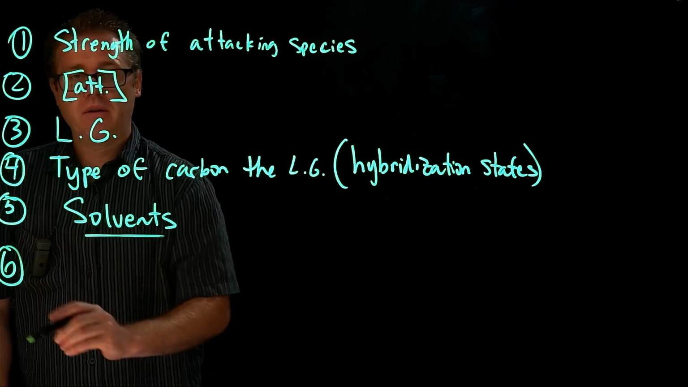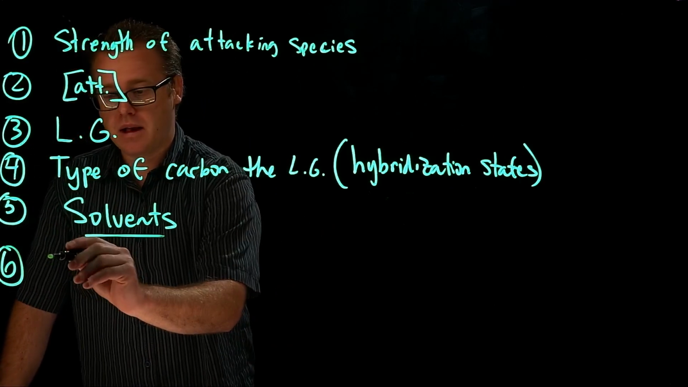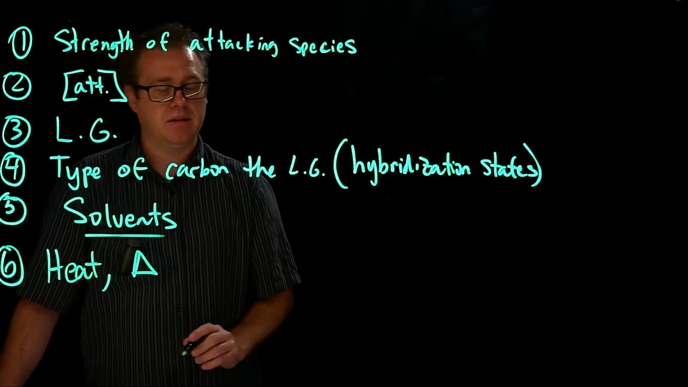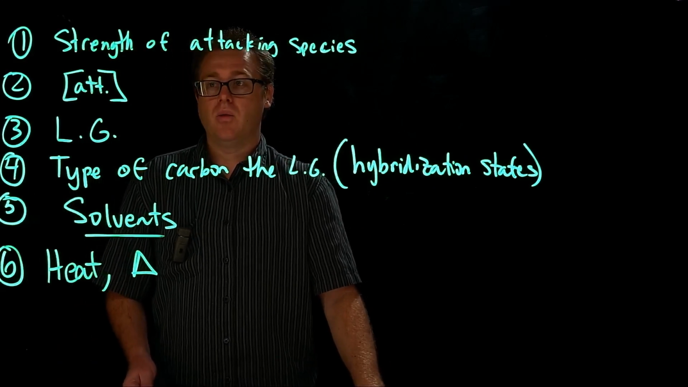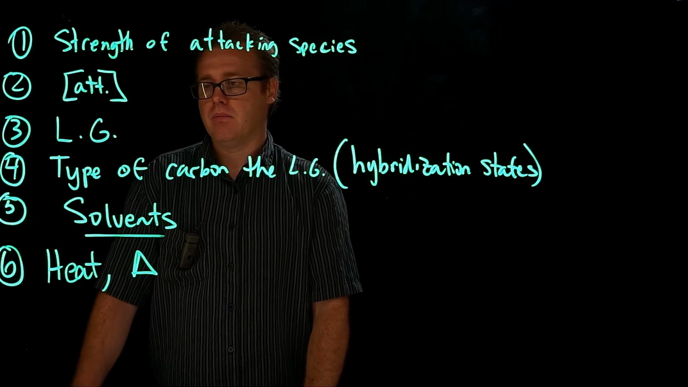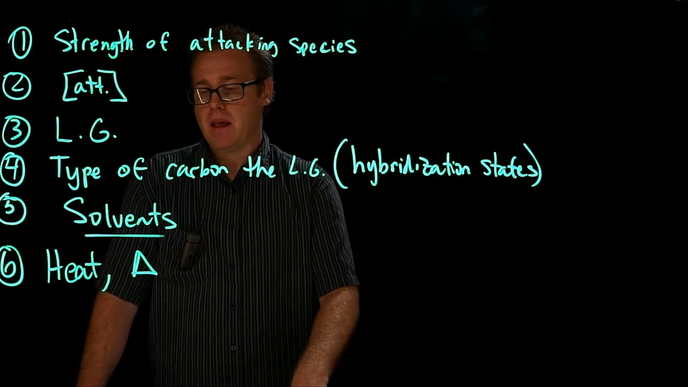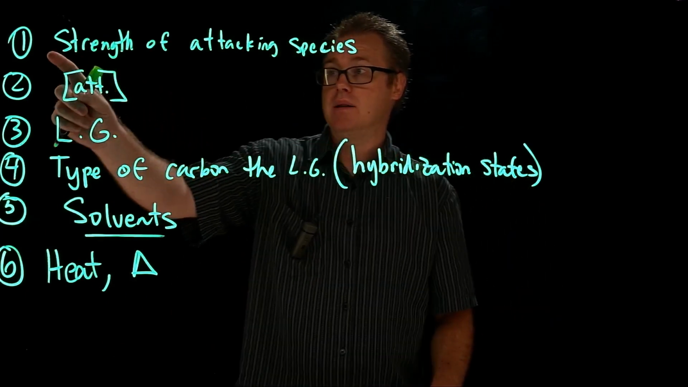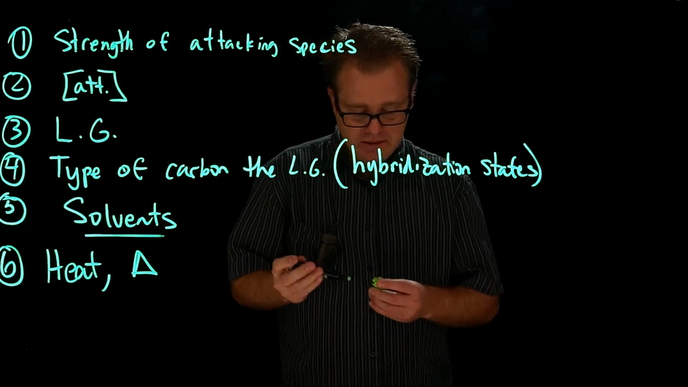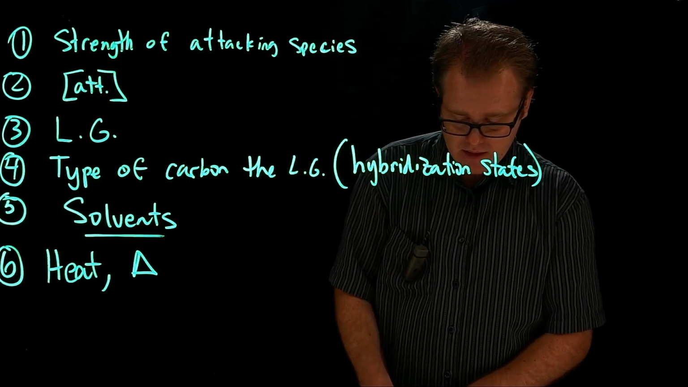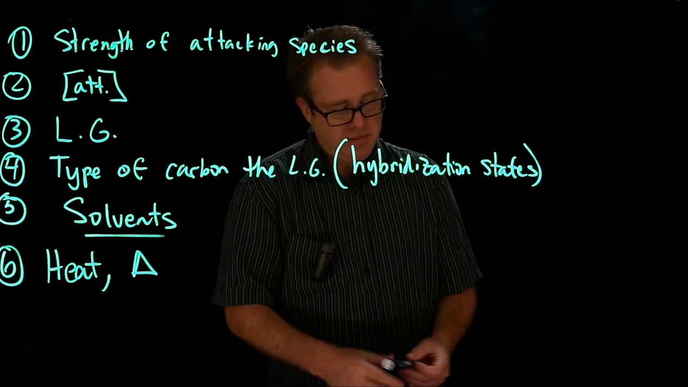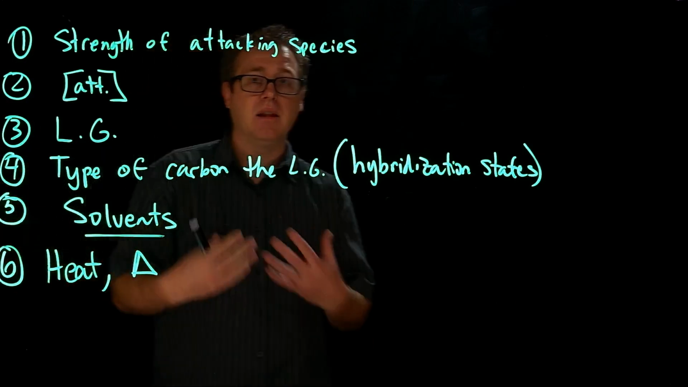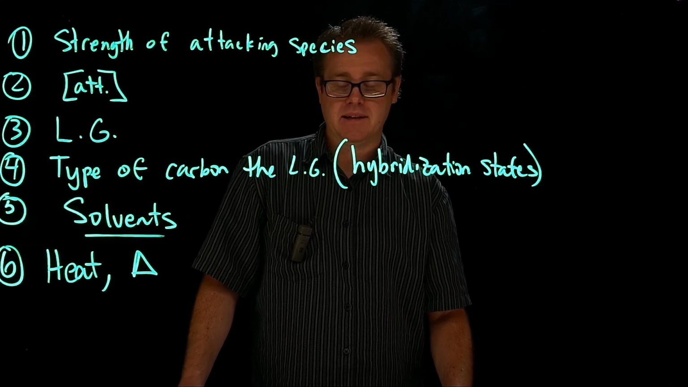And then we have another principle that we have to watch out for, and that would be heat. And we represent heat in reactions with that delta symbol. Okay, so those are the principles that we want to discuss. And so we are going to jump right into that and take a look at the first one, the strength of the attacking species. And why is that so important? Now, just to make sure we're all on the same page, these principles are going to tell us when we see a reaction what mechanism is going to occur.